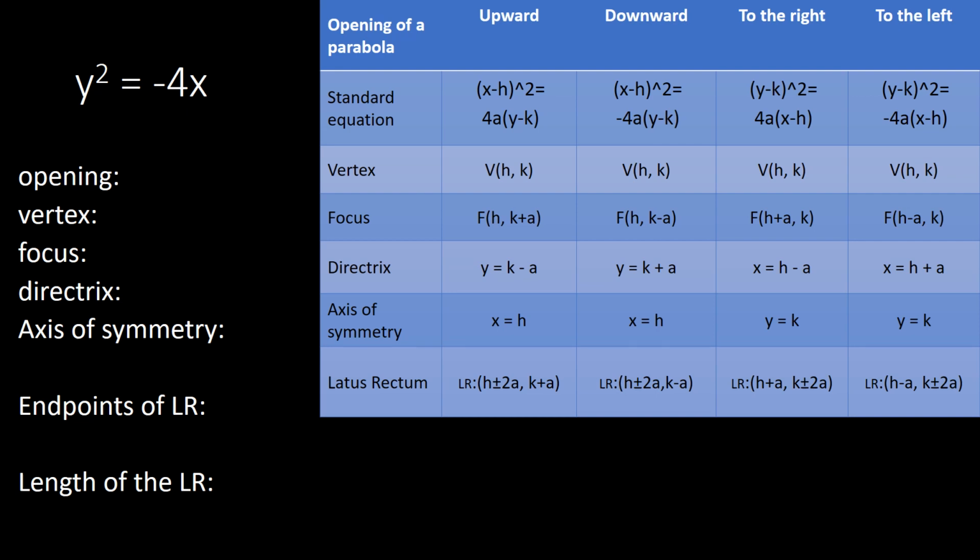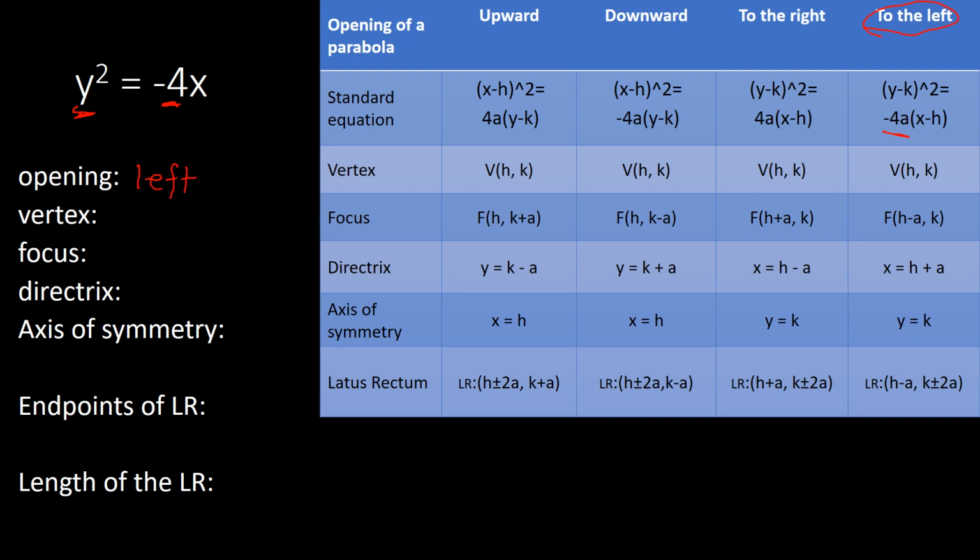So let us have now y squared equal to negative 4x. Let us identify the opening first. If you try to look at y, we've got that squared. So we will be looking at the standard equation wherein our y is being squared, so that is with this to the right or to the left. Now, moving on the other side, we have negative 4 here. So we will be looking at where our negative 4a is, and that is where we have our to the left. So the direction or the opening of the parabola here is to the left.